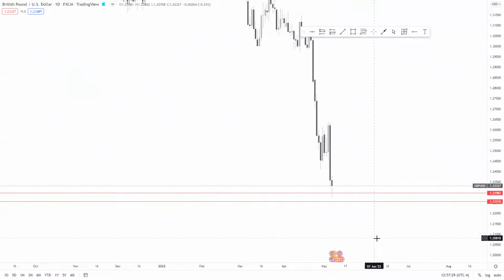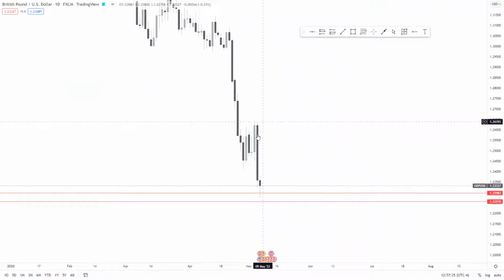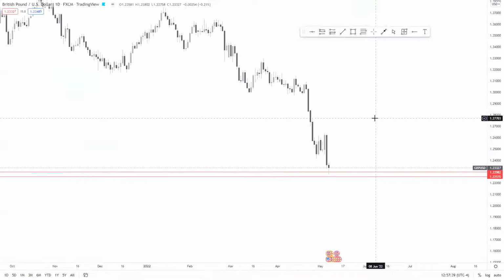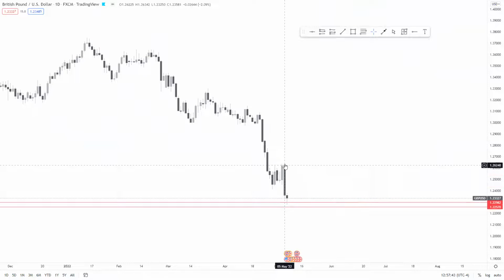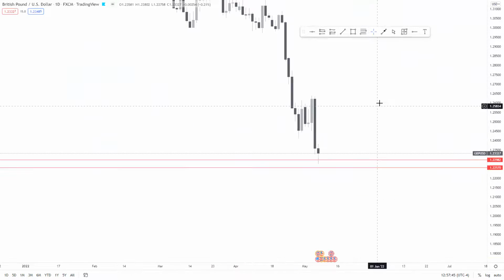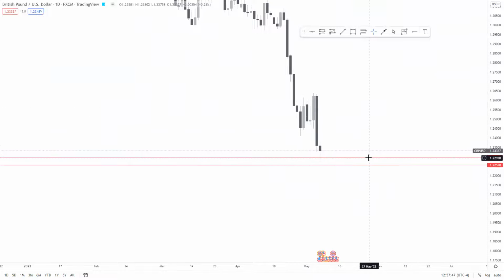So if we see reversals from here, and these lower highs being broken, then we might see GBPUSD continue moving bullish. But for now, as we are respecting these highs, I still want to see price moving down.